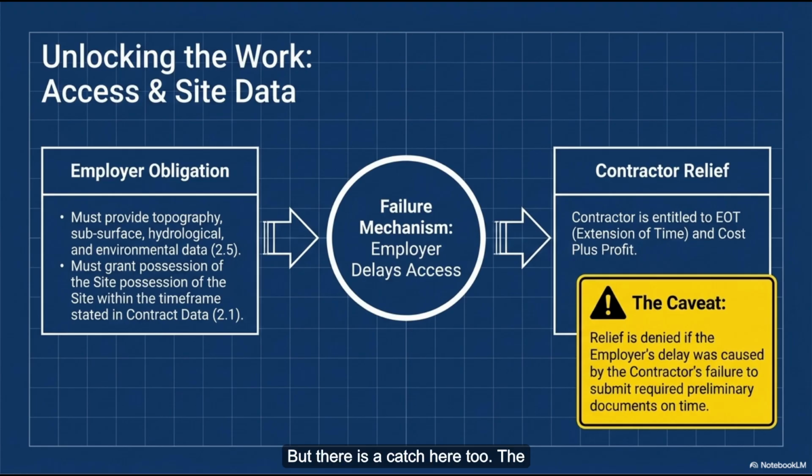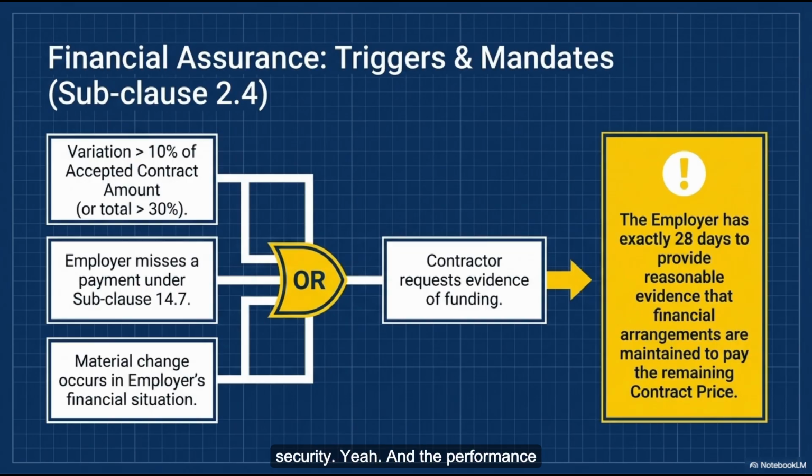Right. But there is a catch here, too. The employer can legally withhold possession of the site until they receive the contractor's performance security. Yeah, and the performance security is a massive financial guarantee. It's usually a bond from an international bank, just proving the contractor actually has the resources to perform. So the employer is essentially saying, I am not letting your fleets of bulldozers tear up my valley until you prove you have the financial backing to finish what you start.